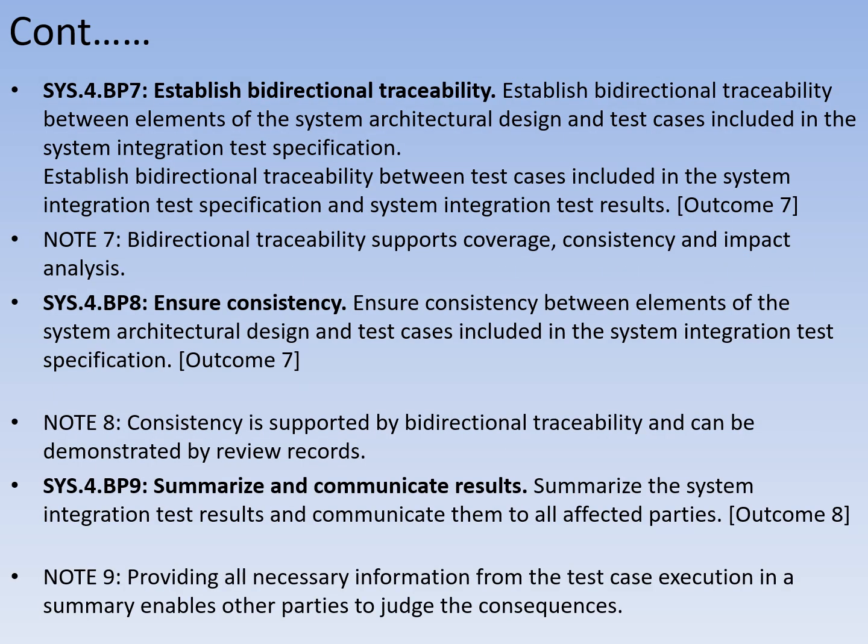And base practice 7, well, by this time you must have guessed what it is. It is establish bidirectional traceability. Establish the bidirectional traceability between the elements of the system architectural designs and test cases included in the system integration test specification, and ensure consistency. Ensuring the consistency is, again, very important. Establishing the bidirectional traceability is also important. I already emphasized sufficient number of times the importance of bidirectional traceability.